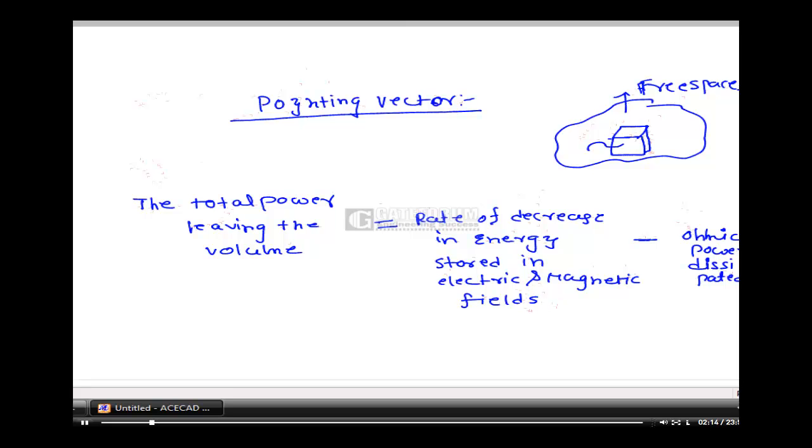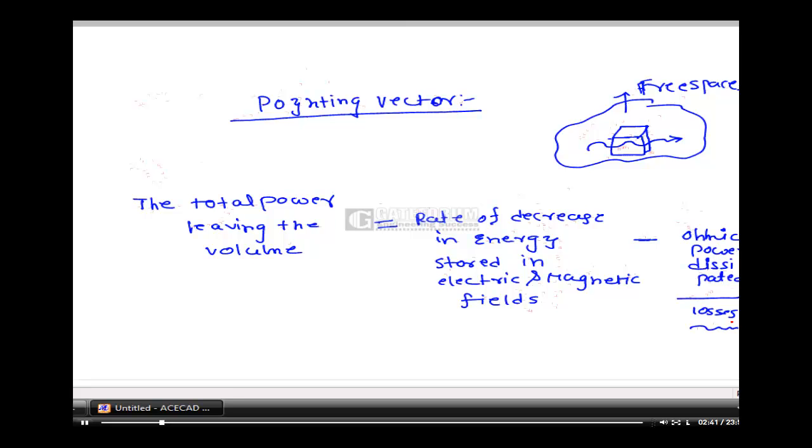So the total power leaving this volume is nothing but the power due to electric and magnetic fields only. Here, what is this thing? Rate of decrease in energy stored in electric and magnetic fields. Rate of decrease in energy is nothing but power. So it is the decrease in power due to electric and magnetic fields, and ohmic power dissipated. This is nothing but losses.